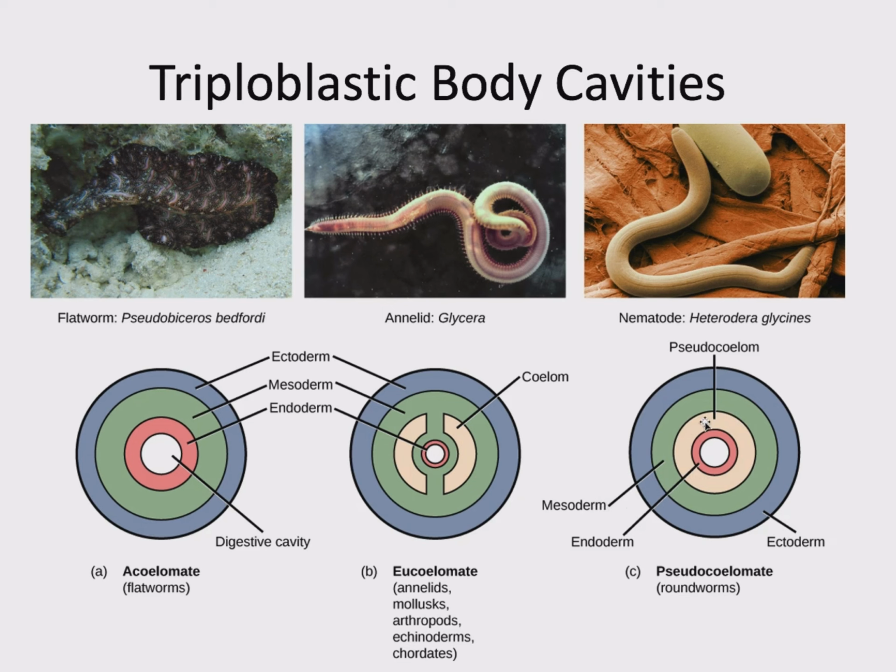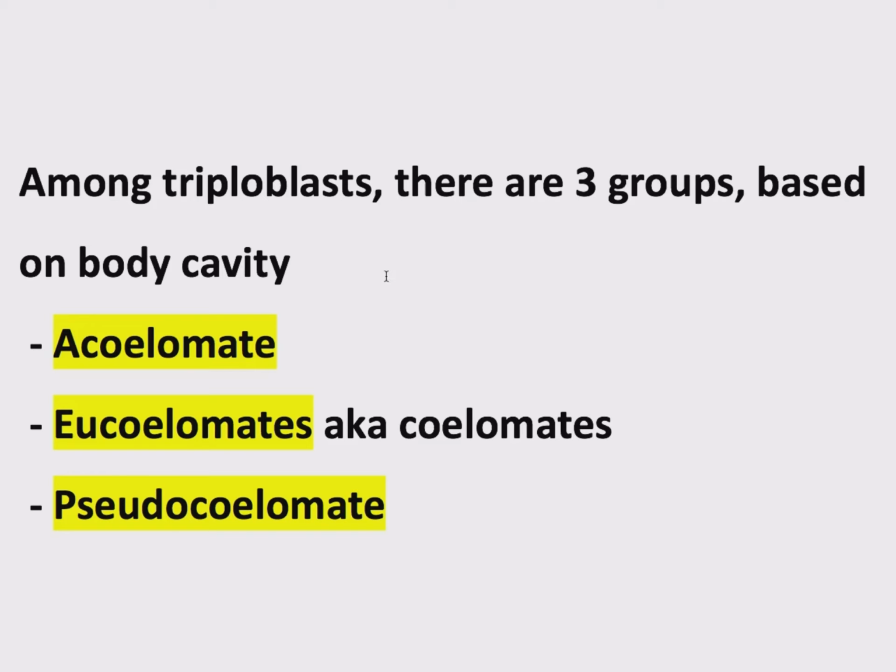So look closely at this. This cavity here in sort of light brown is not within the mesoderm. It's touching the endoderm on one side, touching the mesoderm on the other. This type of body cavity where you're in between these two cell layers is called a pseudocoelom, and animals with this are called pseudocoelomates. So all three of these are defined in the key terms here, and again, these only apply to triploblasts: acoelomates, eucoelomates, also known as coelomates, and pseudocoelomates.